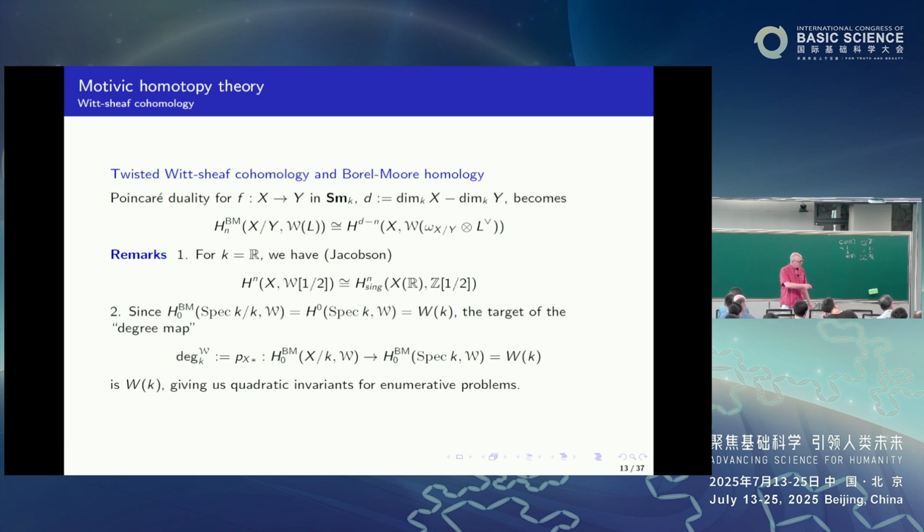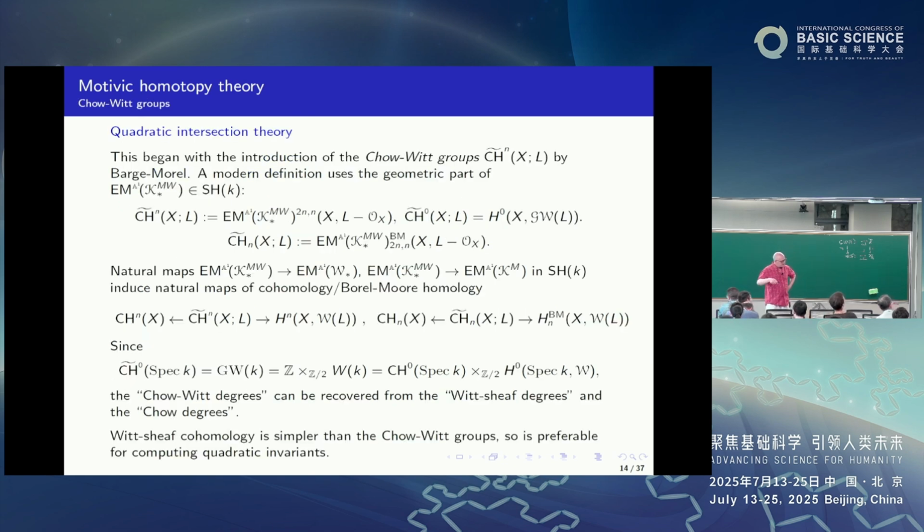Now, you have a degree map from the dimension 0 Borel-Moore homology of X over K without any twists. Just the push-forward map from the general theory maps to the dimension 0 Borel-Moore homology of Spec K, but that's just the Witt groups of K. So you have a degree map landing not in the integers, but in the Witt groups of K. And that's the source of all the quadratic enumerative invariants.